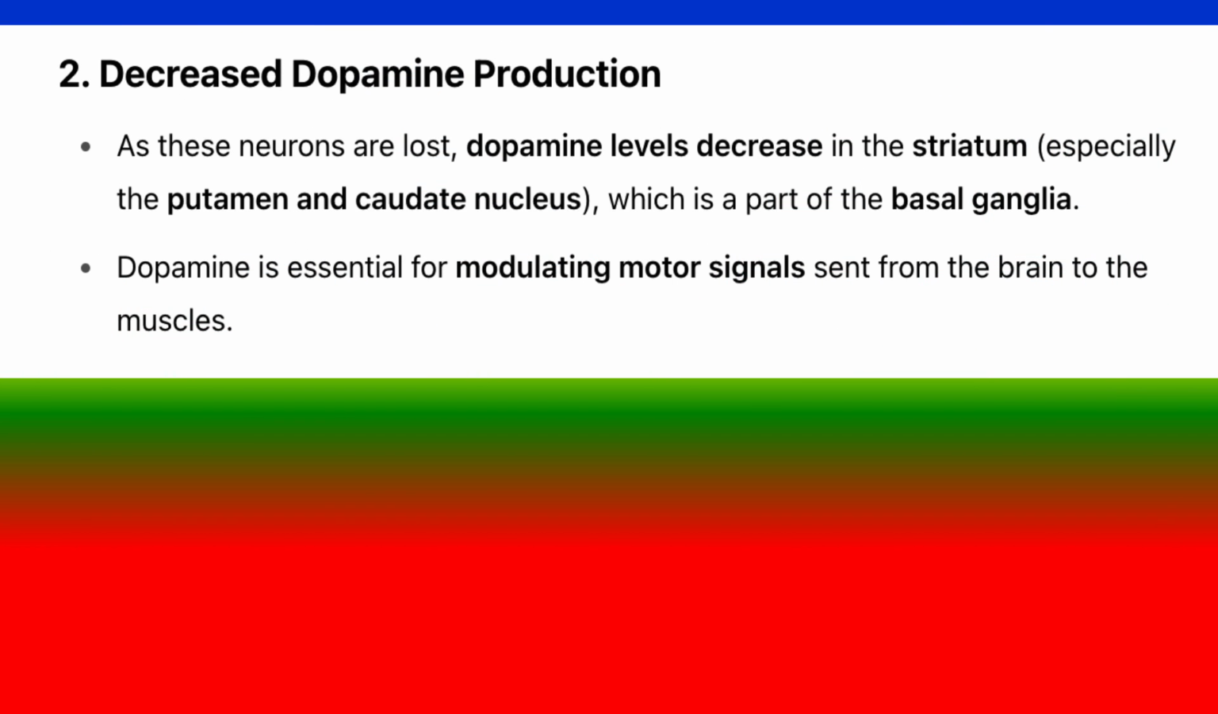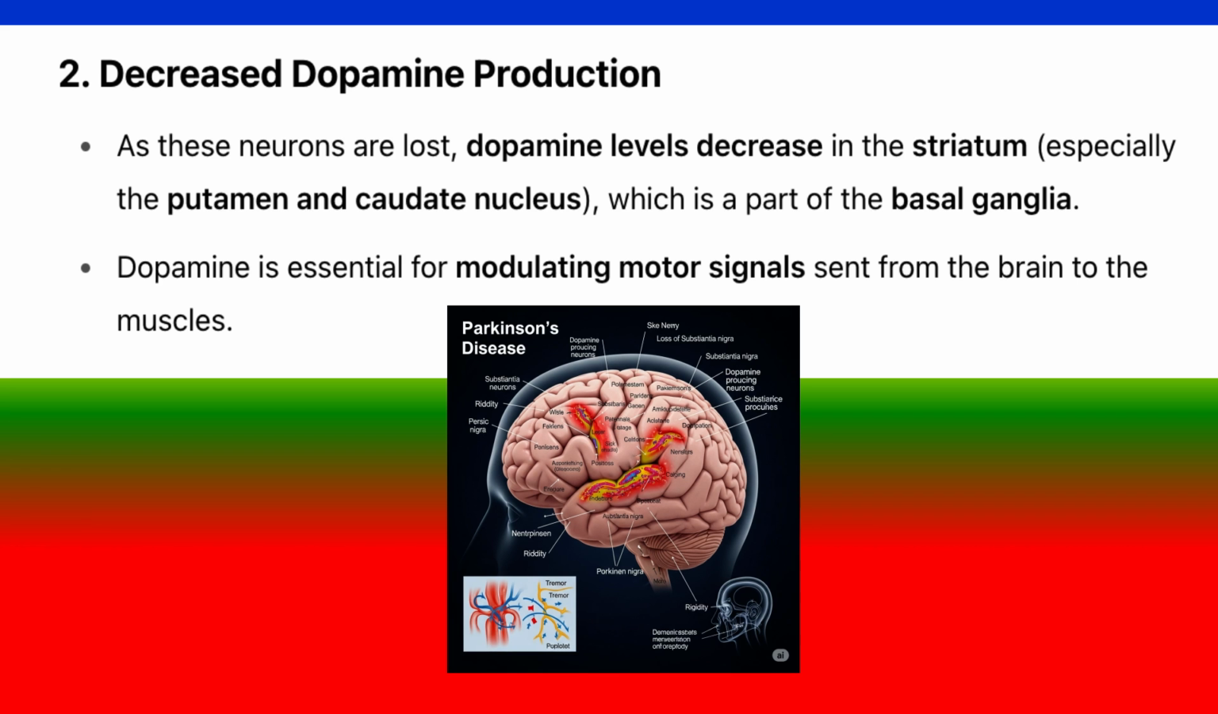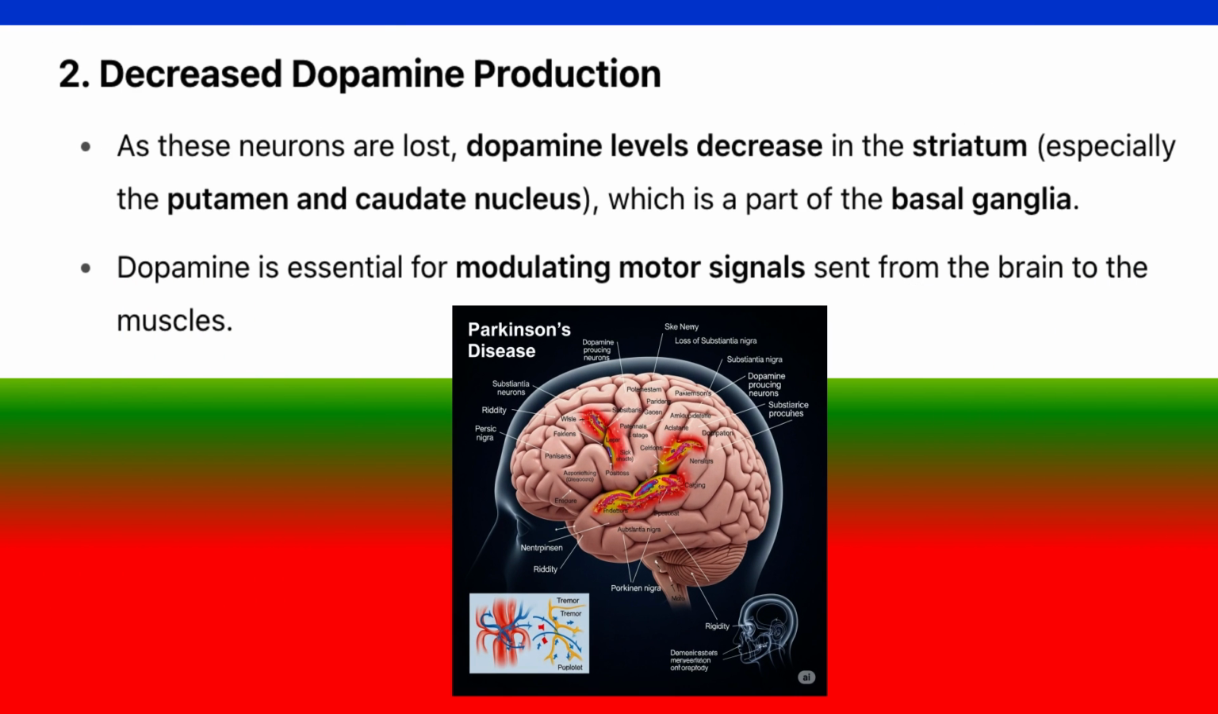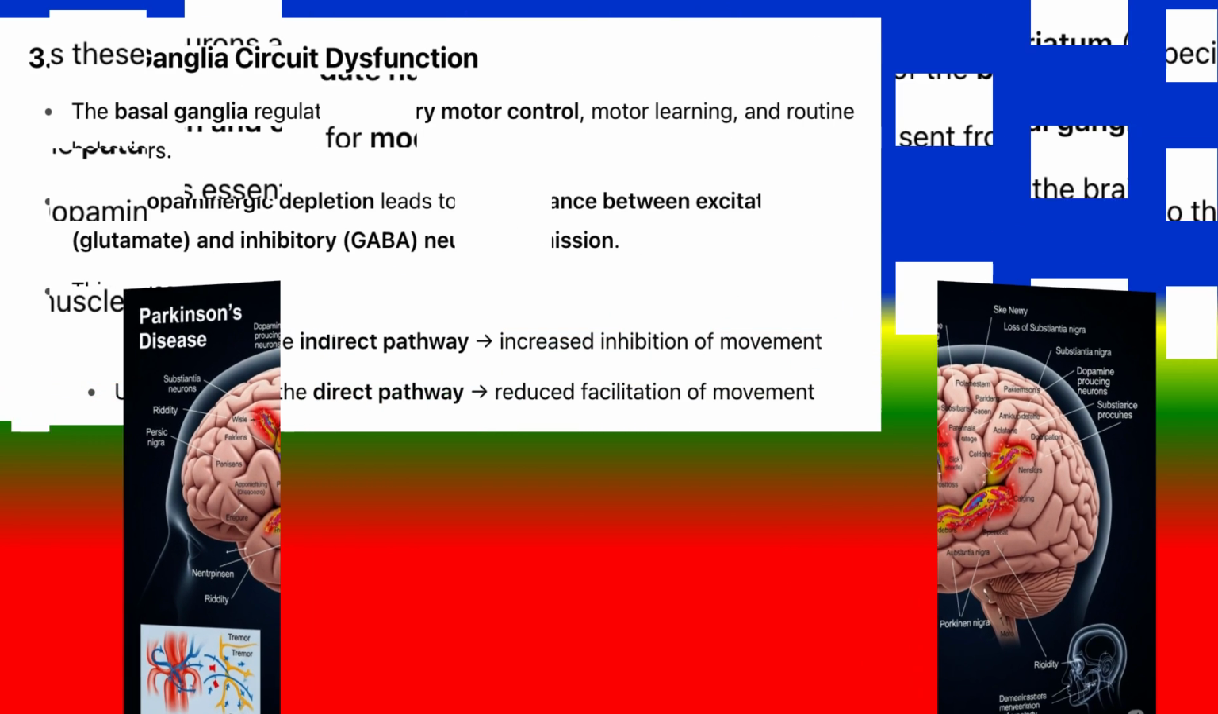2. Decreased dopamine production. As these neurons are lost, dopamine levels decrease in the striatum, especially the putamen and caudate nucleus, which is a part of the basal ganglia. Dopamine is essential for modulating motor signals sent from the brain to the muscles.